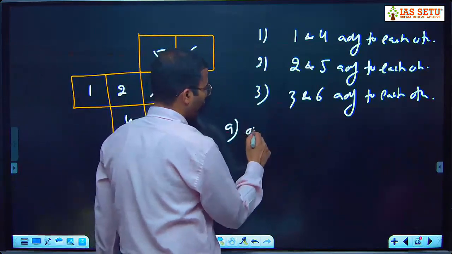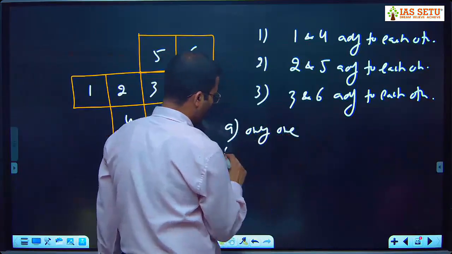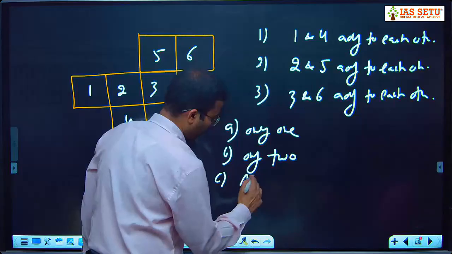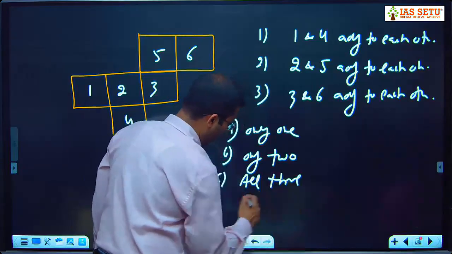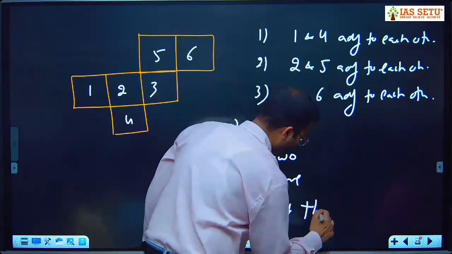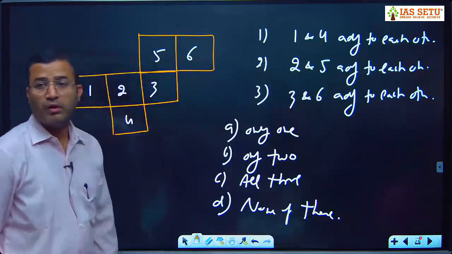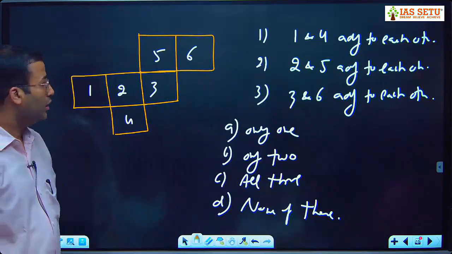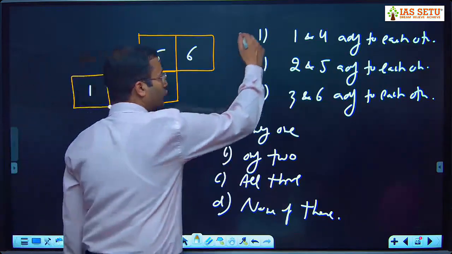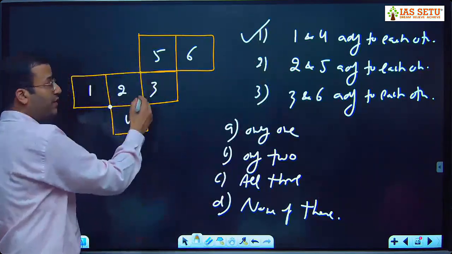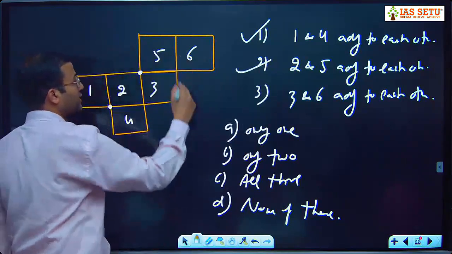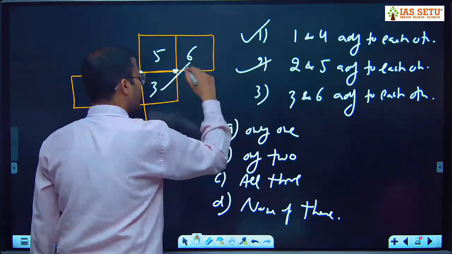Answer option A, only 1, only 2, all 3, none of this. None of this means कोई भी correct नहीं है. What is your answer? Can we say 1 and 4 they have a common vertex, so 1 and 4 have to be adjacent. 2 and 5 they have a common vertex, so they have to be adjacent. 3 and 6 they have a common vertex, so they have to be adjacent.